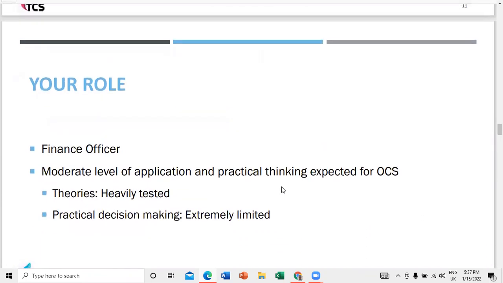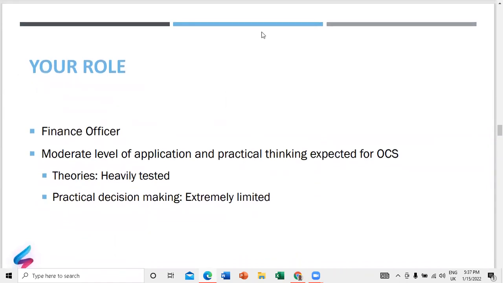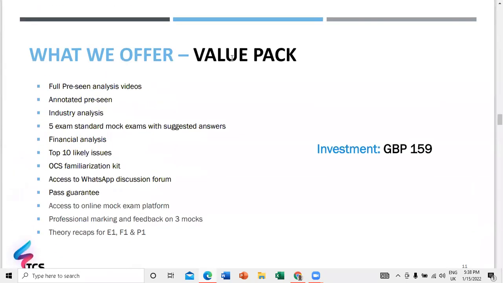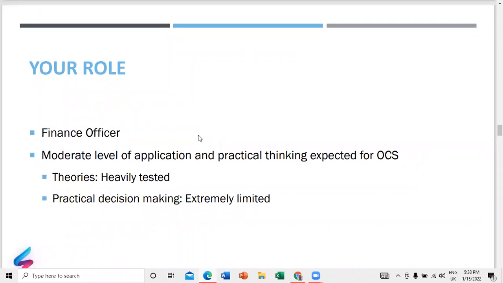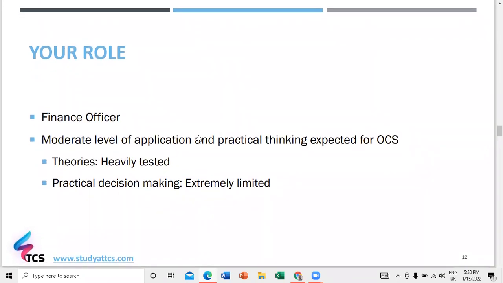All right, so having said that, let's move further with today's session. Precious is asking a question: do you provide summarized notes of E1, P1 and F1? Yes, that's included as part of the value pack. All right, so let's move further. Your role is that of a finance officer.